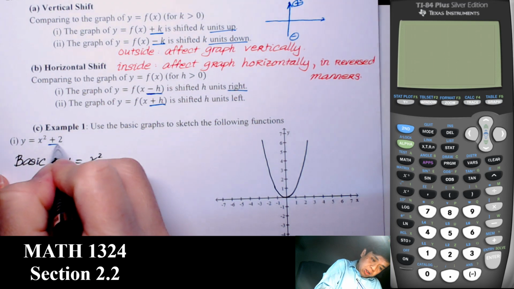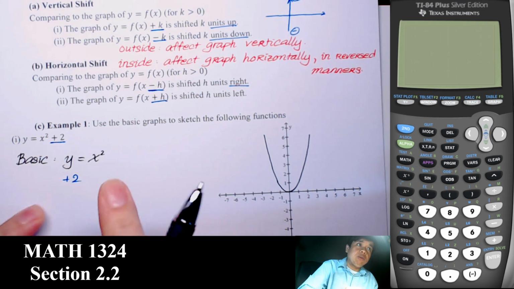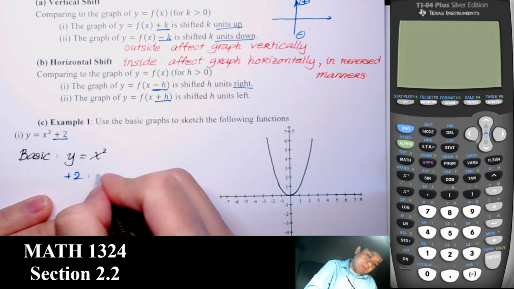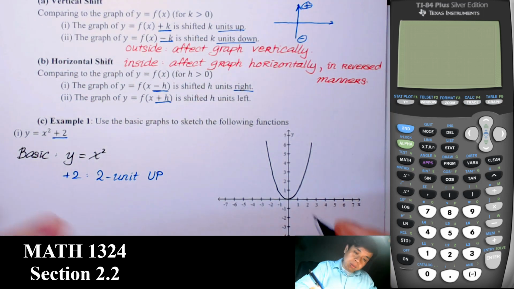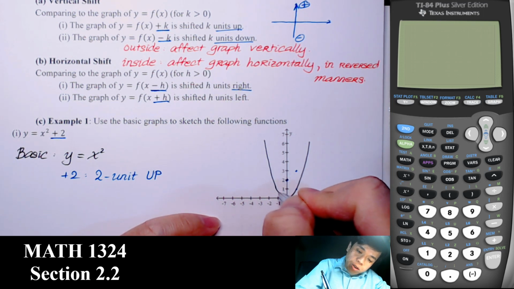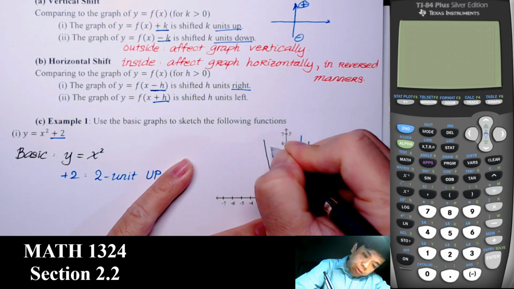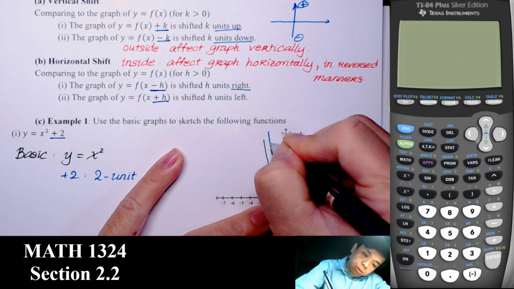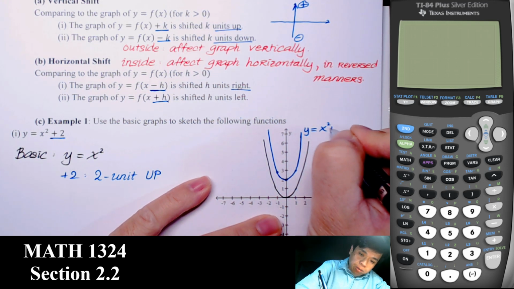Now we have the plus 2 added to the graph. Of course it is a square, and we add outside the square, so it is outside and affects the graph vertically, and since we add, it goes up 2 units. The point here goes up 2 units, this goes up 2, this up 2, and we have the graph. So this is y equal to x squared plus 2.